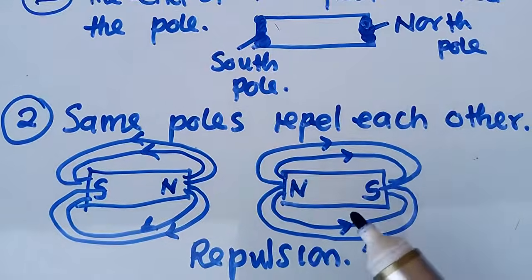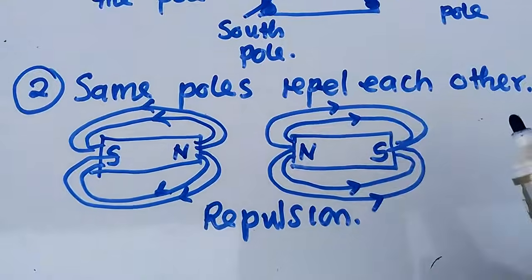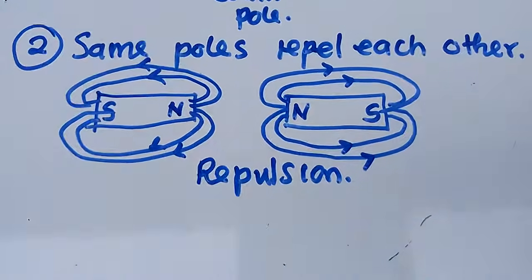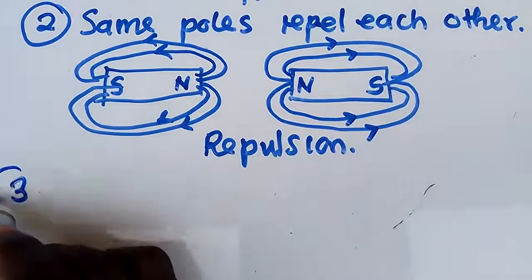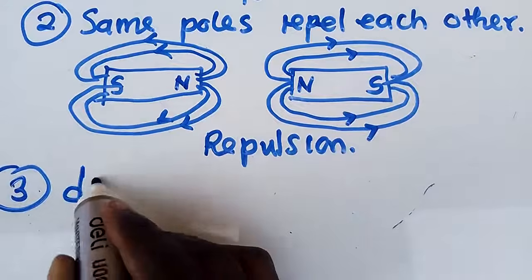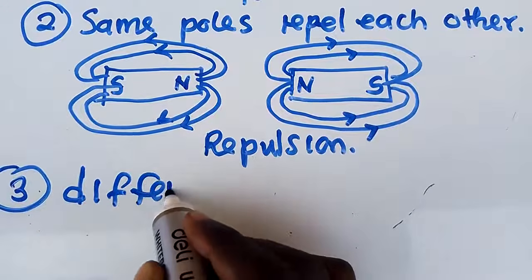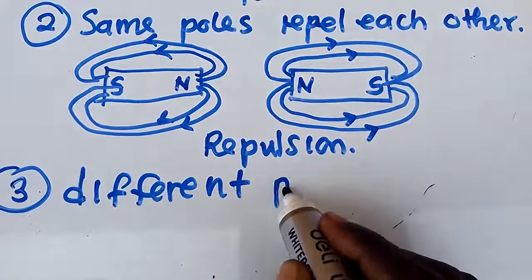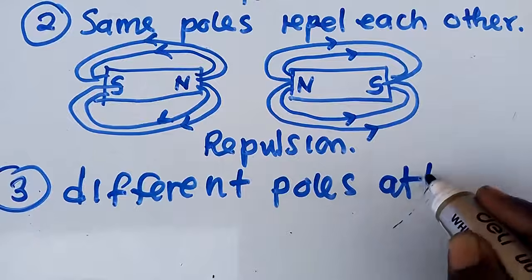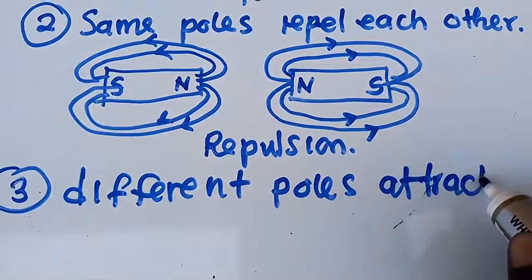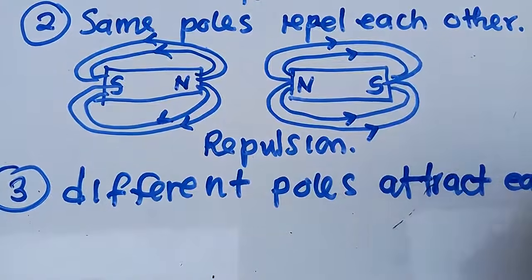So this is what we mean when we talk about that property. Then the third one that we are going to discuss is that different poles attract. So different poles attract each other.